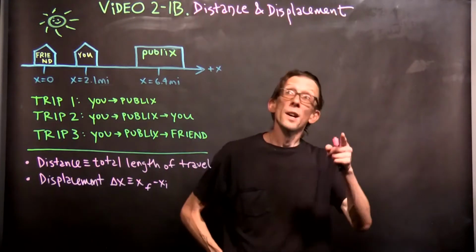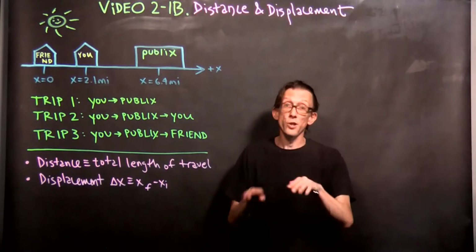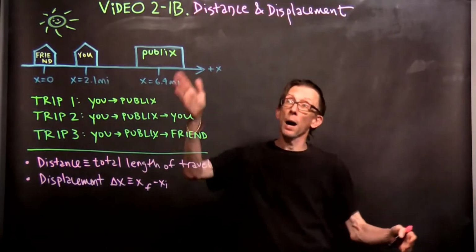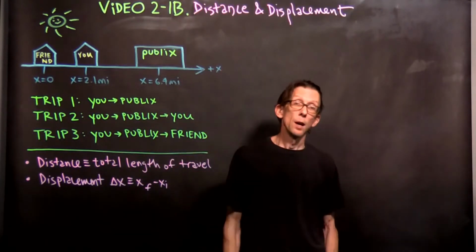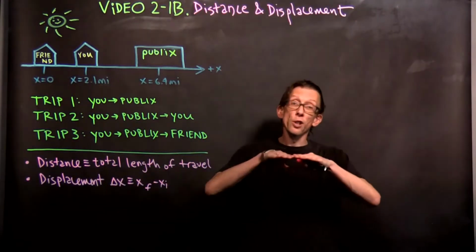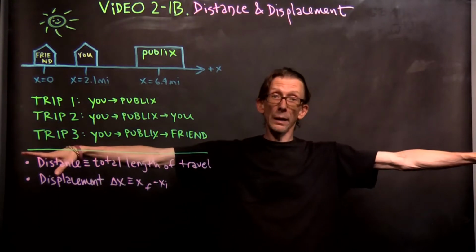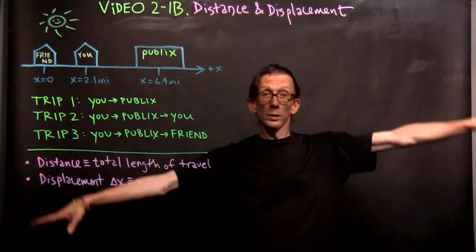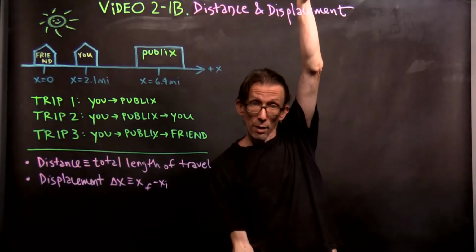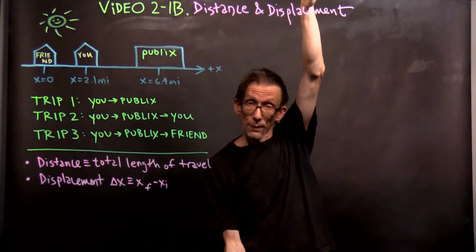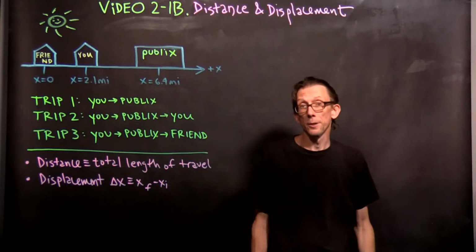So the topic is one-dimensional motion. That's the big topic for chapter 2. One-dimensional motion, motion along a single straight line, whether it's horizontal or, as we'll see later on in the chapter, vertical. But for now, our line is horizontal.